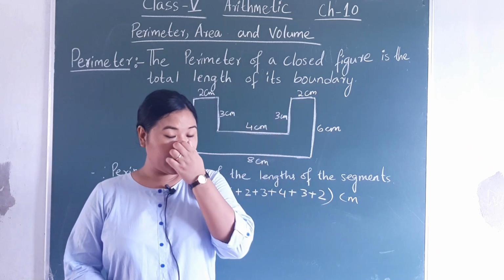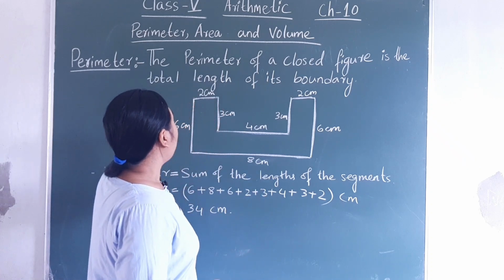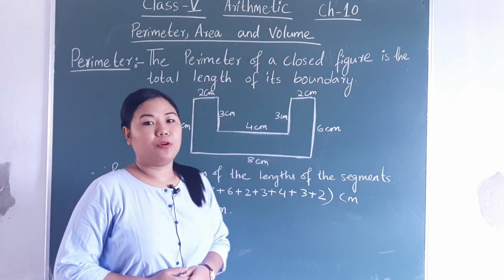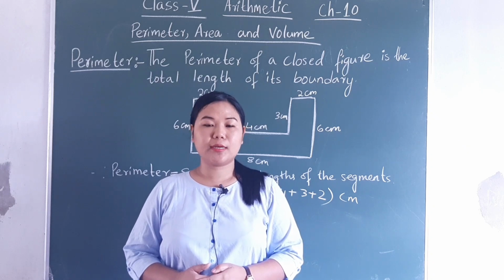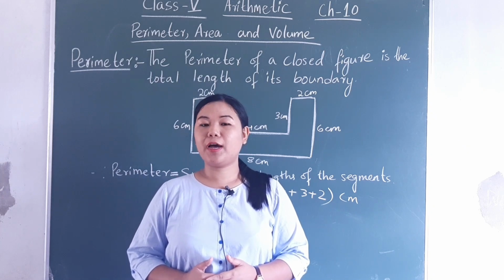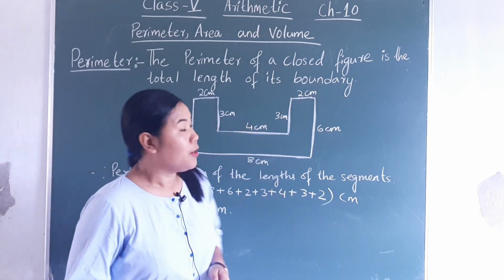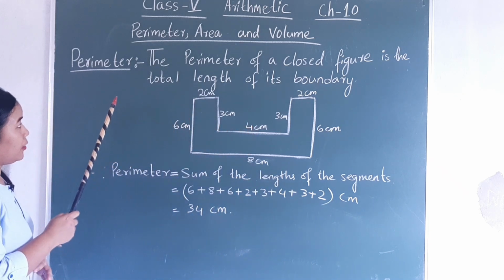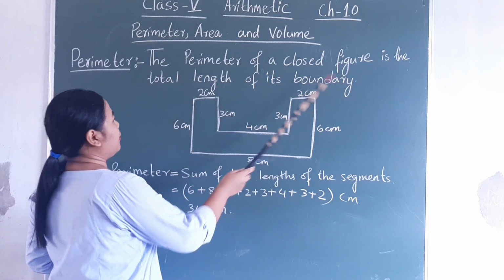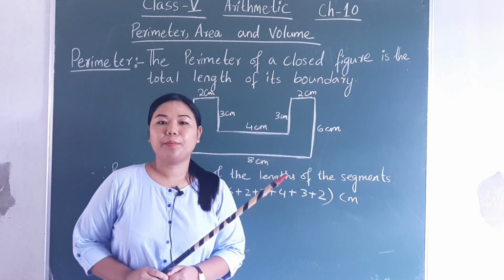Today we will be learning an important topic, that is perimeter, area and volume. First we will learn what is perimeter and how to find the perimeter of a given figure or a closed figure. Now perimeter of a closed figure is the total length of its boundary.